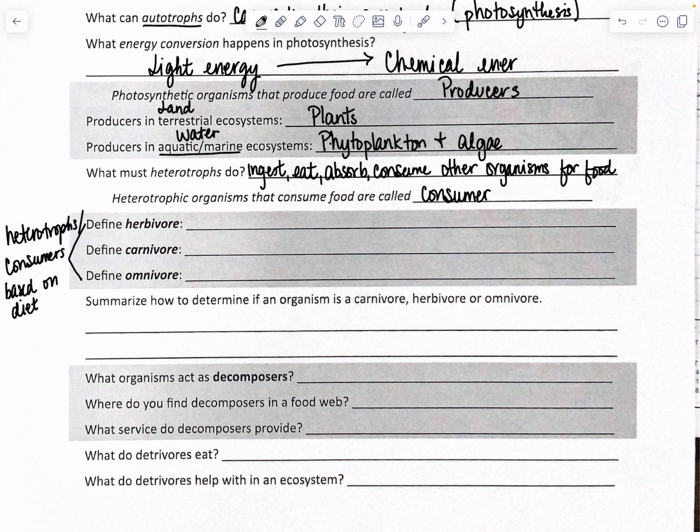So if you are a herbivore, keyword here being herb, which should make you think of plants, you eat plants or vegetation. If you are a carnivore, carne meaning meat, then you eat meat. And if you are an omnivore, you eat both plants and meat.